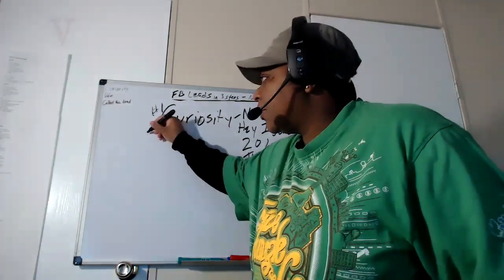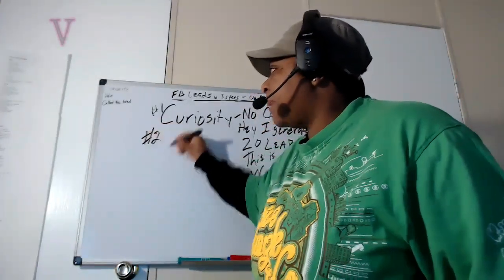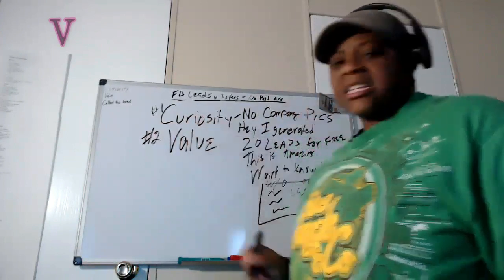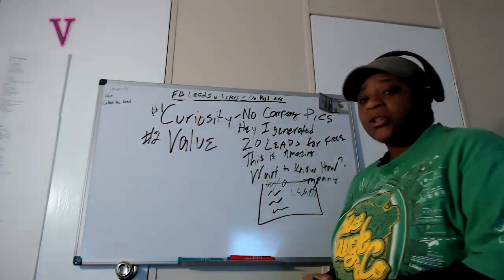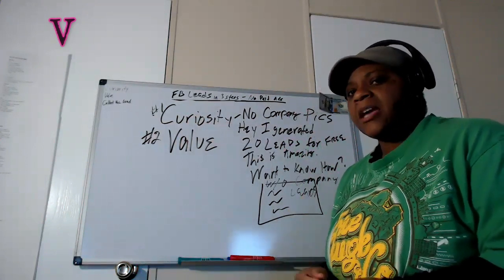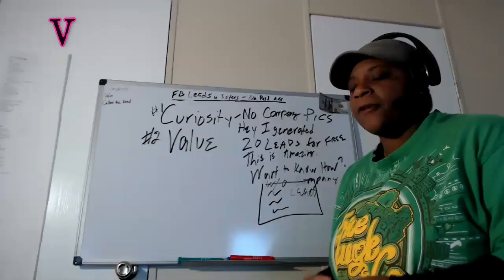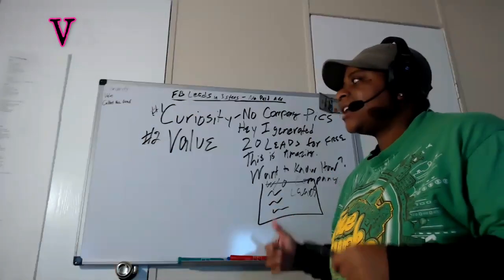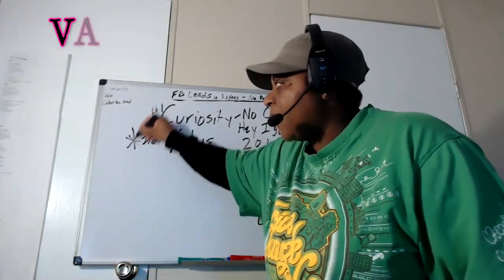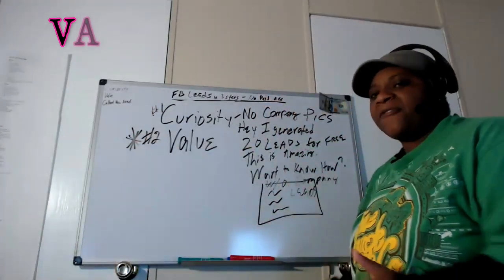Number 2, all right, is about value, okay? Now, I'll tell you right off the bat, number 2 is one of the steps that most people fall off on, especially beginners. They fall off on value, right? Why do they fall off on value?